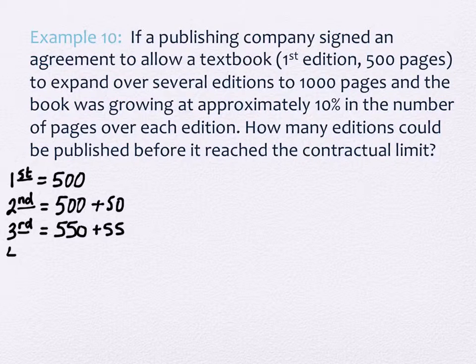So then the fourth edition of the book would start out with how many? 605. And then we would add to it what? Yeah, 60.5, and we're not super interested in half pages, so we're just going to round. It's going to say 61. 61 pages. Okay, so every time what we're doing is we're taking the previous amount and multiplying it by 0.10. Previous amount multiplying by 0.10, right?